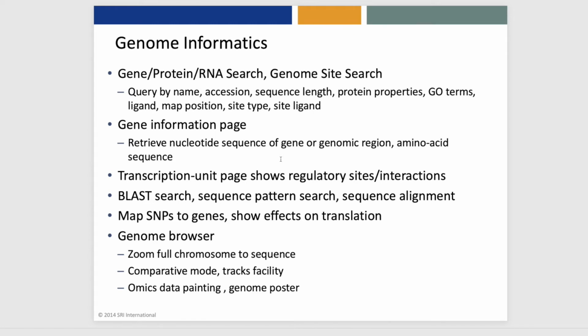There's a transcription unit page that shows regulatory sites and interactions. There are BLAST search, sequence pattern search, and sequence alignment tools. There's a tool that will map SNPs to the nearest genes and show effects on translation. And there's a genome browser that can zoom from the full chromosome in one screen to the sequence level. It has a comparative mode and a tracks facility. It enables omics data painting, and it can produce a genome poster.